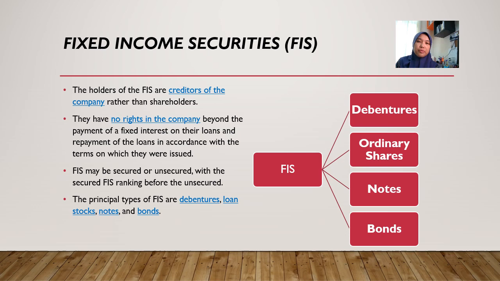Okay, so now we go to fixed income securities. An example of a fixed income security is a bond, in which the bondholders will get the return in the form of a coupon, which is also fixed for a period of time. So what are the differences between bondholders, common stockholders, and also preferred stockholders?